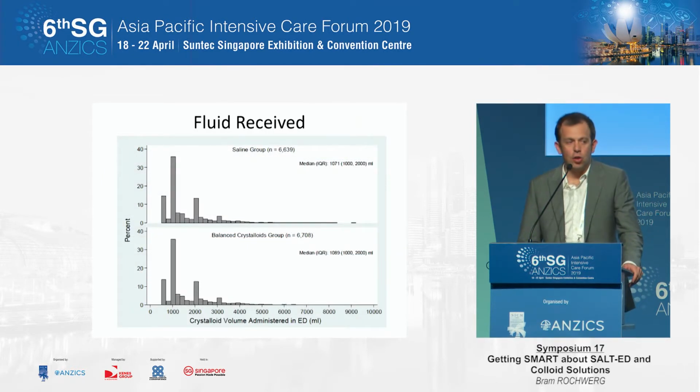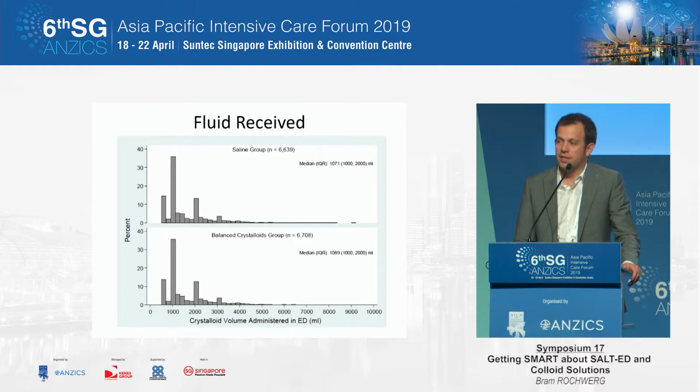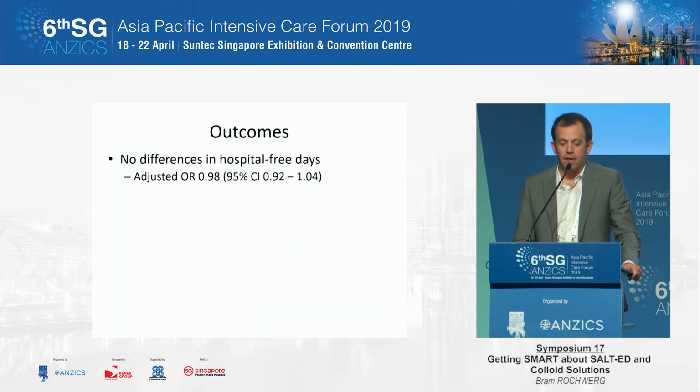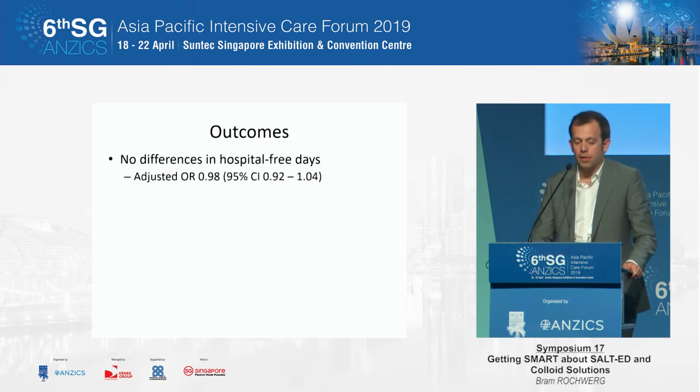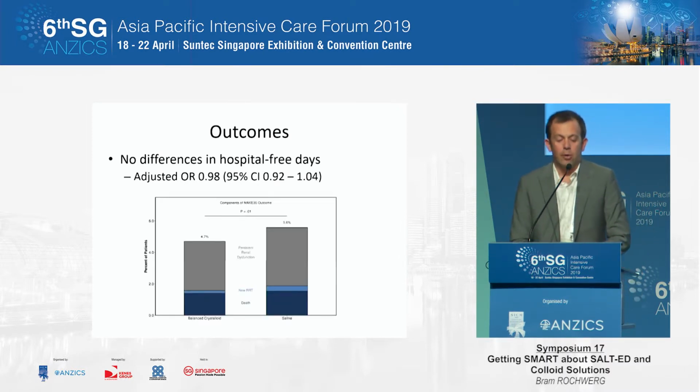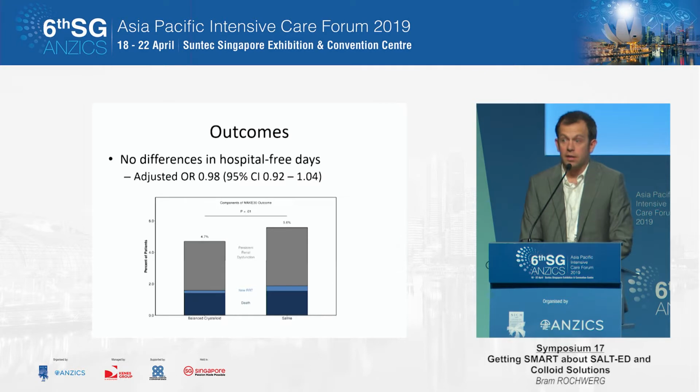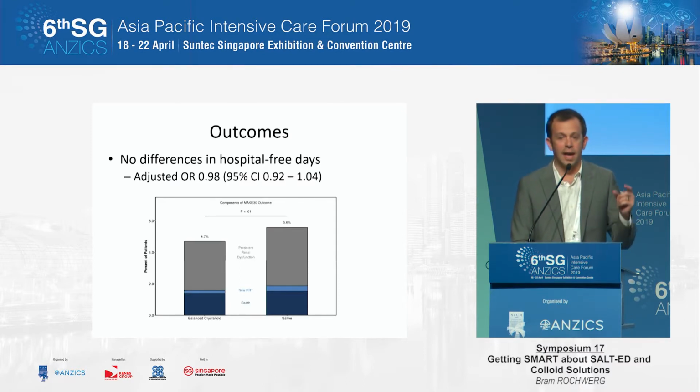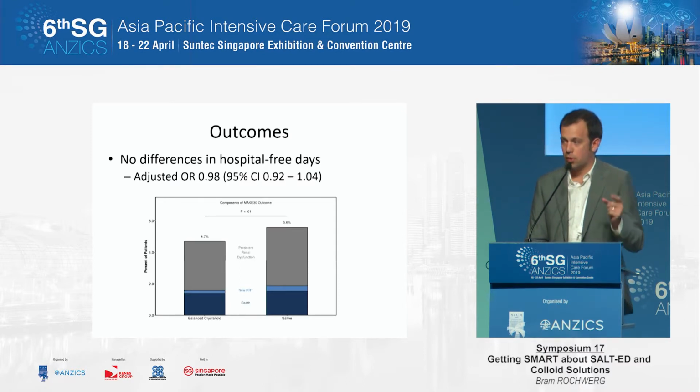Again, relatively low volumes of fluid exposure. Patients received about 1 liter of study fluid altogether. And they found no difference in their primary outcome of hospital-free days. However, similar to the SMART trial, there was a statistically significant improvement in their composite of MAKE 30 in those in the balanced crystalloid arm. Again, none of the individual components of the composite met statistical significance, but when you looked at the composite in totality, it did.